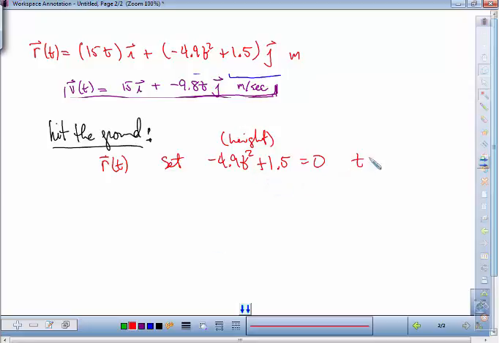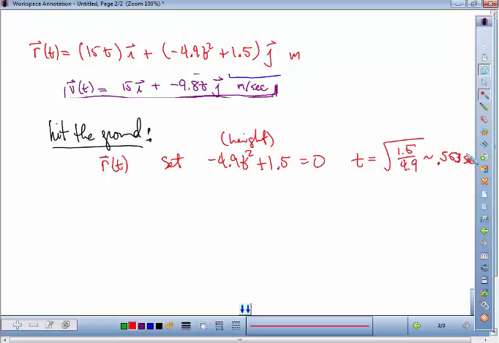So it looks like t is going to be the square root of 1.5 divided by 4.9, which is approximately, anyone? 0.55 seconds. Can we get a confirmation on that? Anybody else punching in their calculators to see? 0.553. Okay, so we have the time when this thing is going to hit the ground.